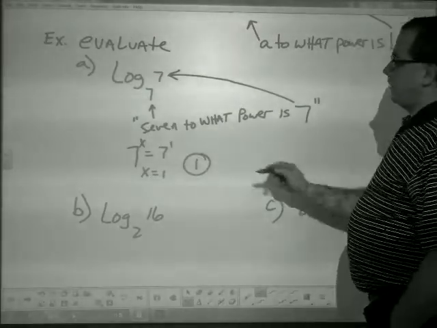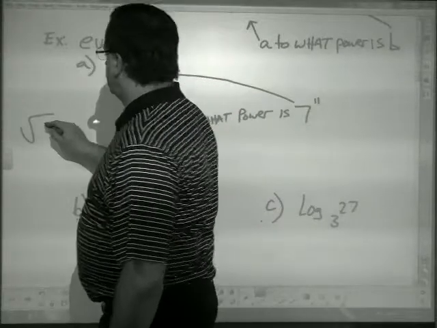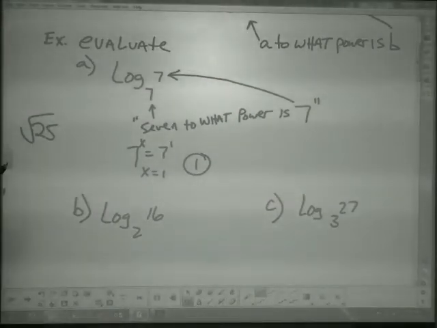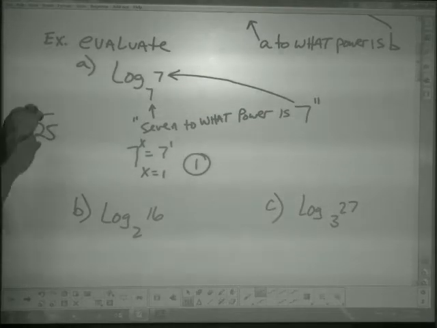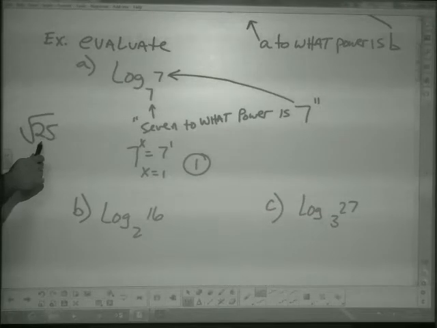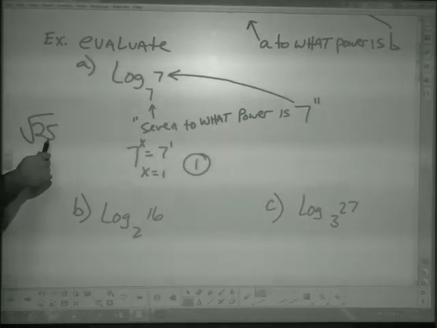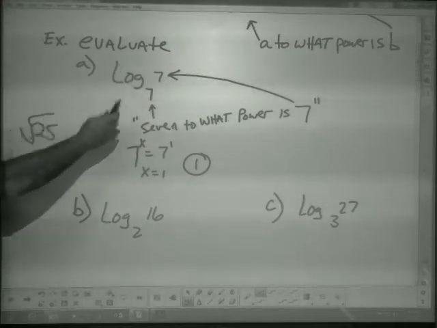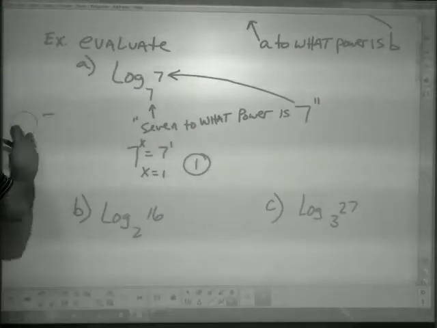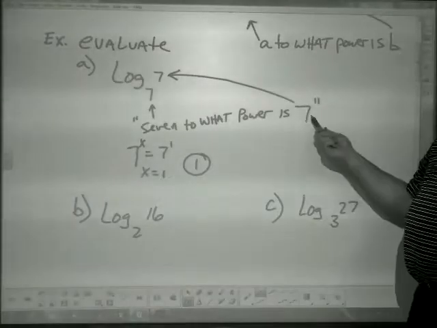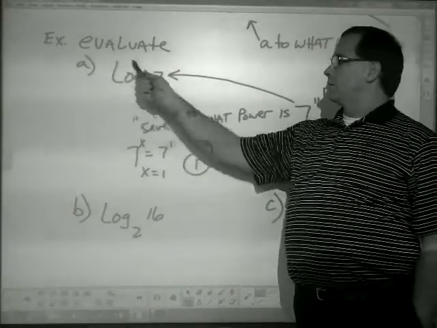Okay, if I were to write this symbol, you would say that is the square root of 25. How do we read that? Okay, well, with square roots we would say what number times itself is 25. Instead of writing all of those words, we do this. Logs is no different. Instead of writing all of these words, we write this.